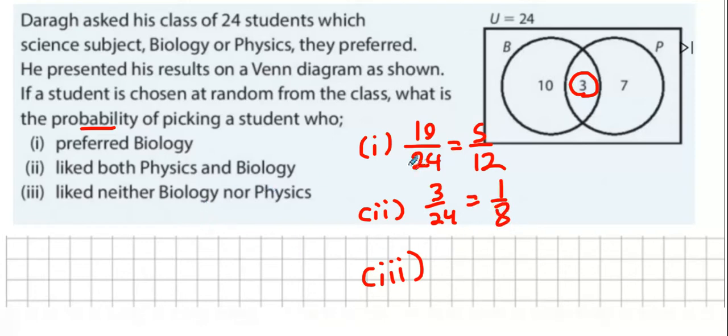Like neither physics nor biology. Lads, where'd you get 4 from? Yeah, there's only 20 people in there. So there has to be 4 on the side. 4 out of 24, which is? No, 6.